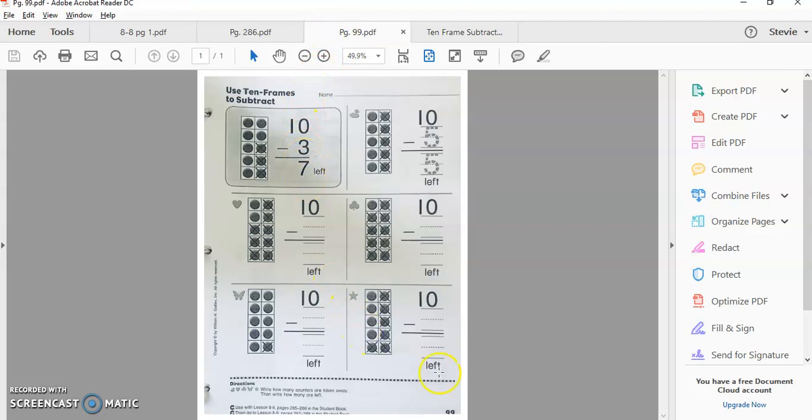Then you need to go back and you need to do this page. You already know how to do this. This is exactly the same as what we've been doing. Write how many counters were taken away, how many were X'd out, write it here, and how many left over right here.